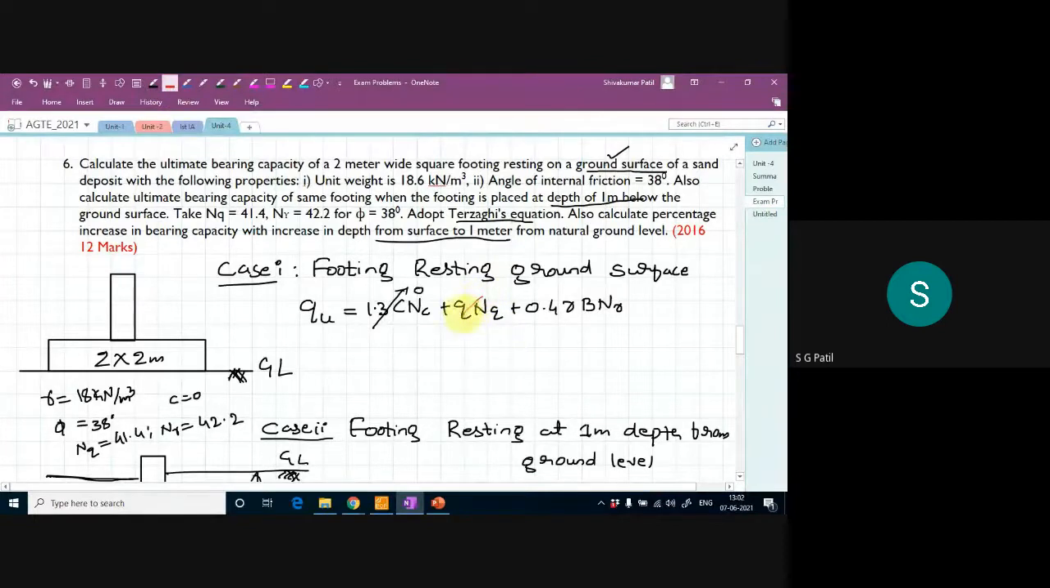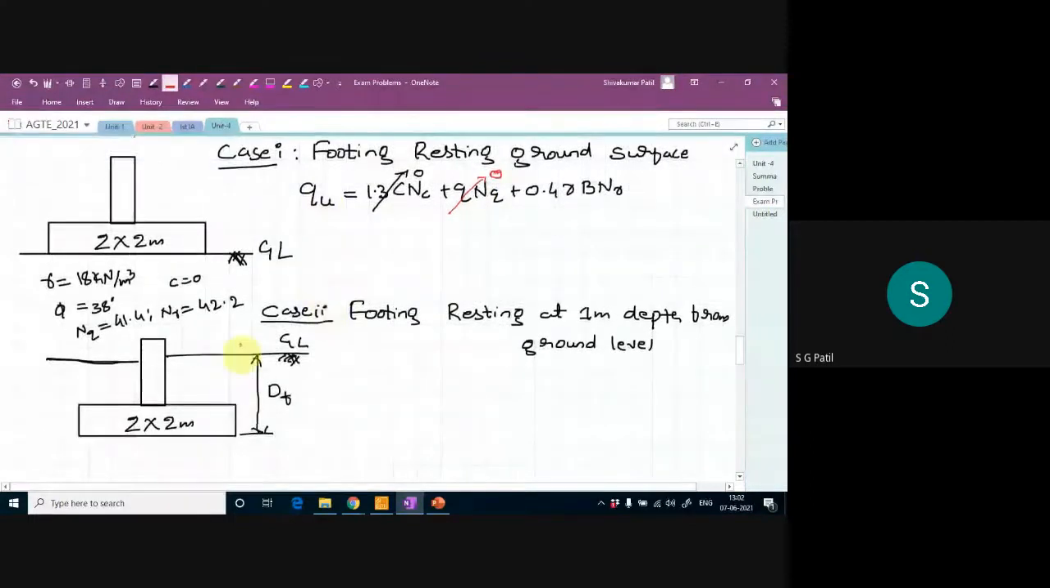Why is this Q and Q term 0? Because there is no depth. Whatever this second term is, who is it contributed by? The second term is contributed by the soil present above this footing.